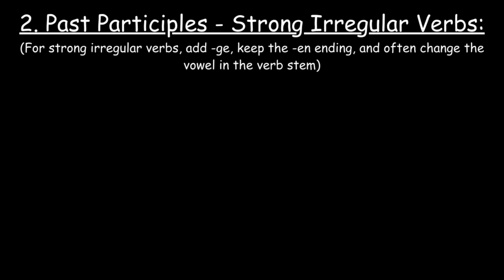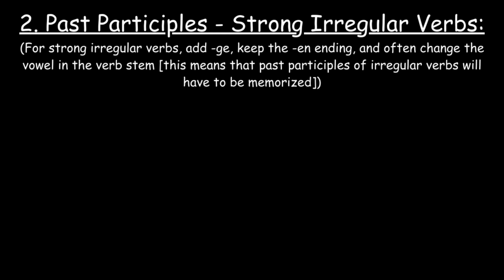For strong, irregular verbs, past participles are similarly formed, but there are a few differences. We add ge, but keep the n ending, and often the verb stem will change a vowel with no pattern to follow, meaning that past participles of irregular verbs will have to be memorized.